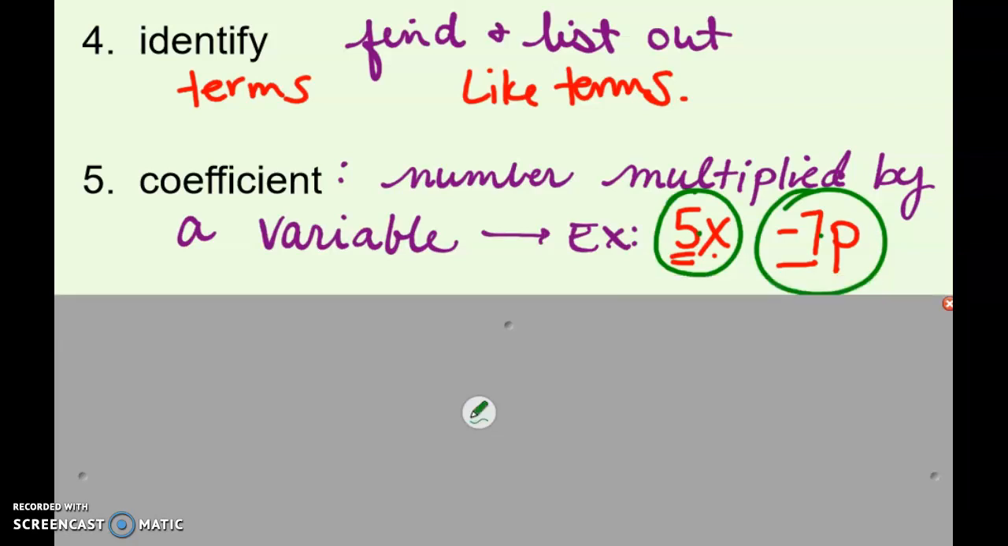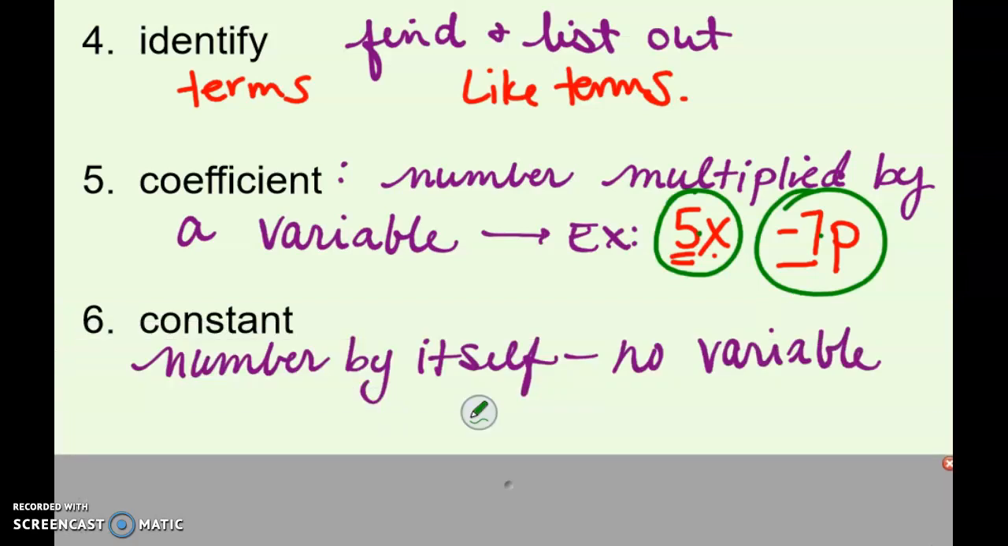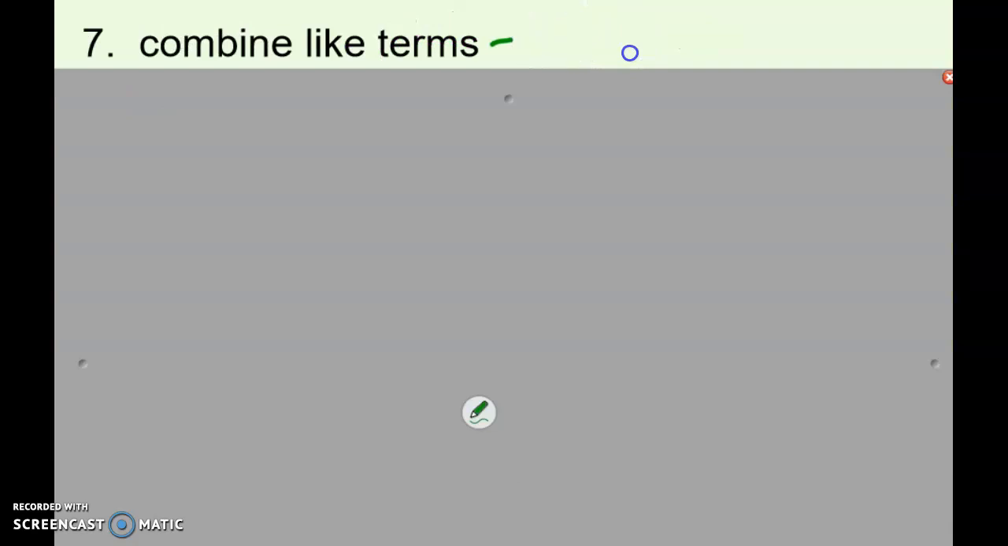Okay, vocab number 6 is constant. A constant in this case, when we're talking about algebraic expressions, is just a number by itself, no variable. So a constant, 2, or 1.7, or negative 3. Any just plain number without a variable next to it is a constant. Okay, pause if you need to catch up.